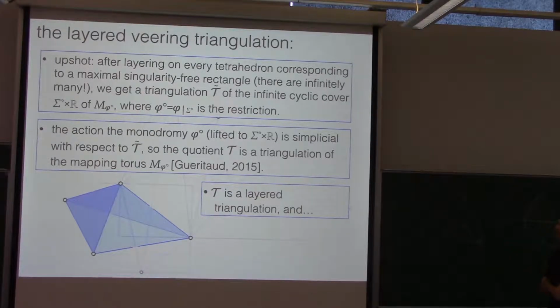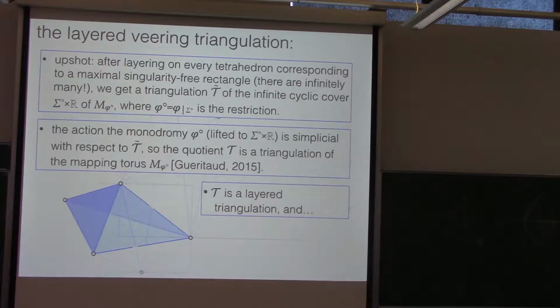So M sub phi naught is just the mapping torus we get from using our pseudo-Anosov restricted to the surface that we put more punctures into, because we had to puncture it at the singularities. Okay, so now we have this triangulation T tilde of our infinite cyclic cover. And the action of the monodromy phi tilde lifted to this cover is simplicial with respect to our triangulation. And so the quotient is a triangulation of the mapping torus M sub phi naught.